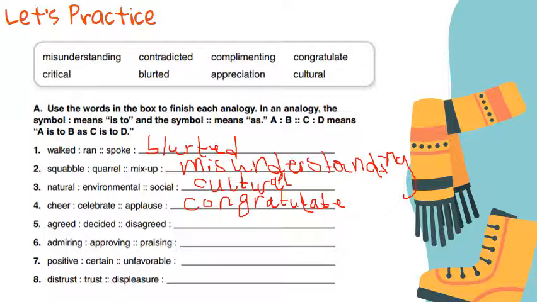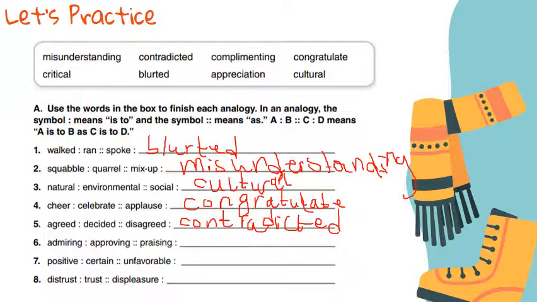Okay, so agreed is to decided. You agree, you decide something. You disagree, disagreed, you contradicted. Contradicted. Okay, it's obvious and clear.